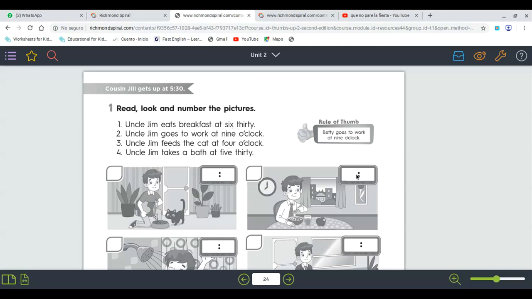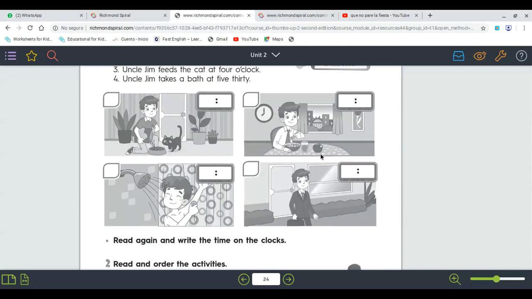What time is it? 6:30. 6:30 aquí. Número uno aquí, porque es la primera acción, y la hora aquí. 6:30. In the number two, Uncle Jim goes to work at 9 o'clock. Let me see. No. Yes. Number two, 9 o'clock.